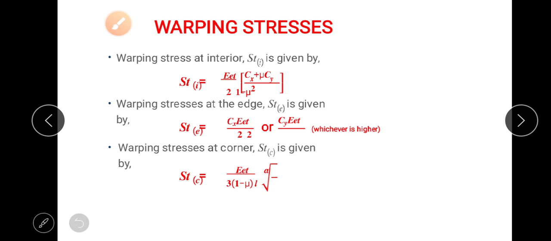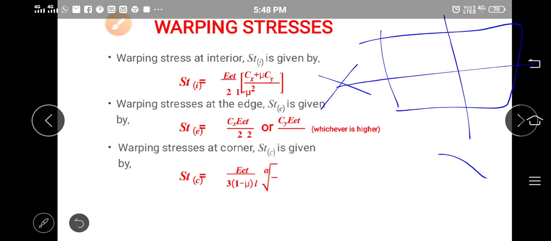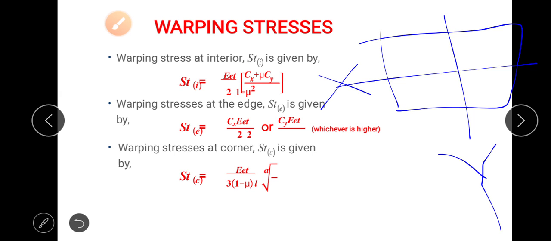Cx and Cy are the coefficients taken in the x direction and normal to the x direction, that is the y direction of the slab. Suppose if this is the slab, and I consider this as the x direction, perpendicular to this is the y direction. Warping stress at the edge can similarly be calculated by Cx E e T by 2 or Cy E e T by 2, whichever is higher. Warping stress at corner is given by E e T by 3 into (1 minus mu) whole multiplied by under the root of A by L. This L should come inside the root, that's all. What is E? Young's modulus. What is small e? Thermal coefficient of expansion per degree centigrade.